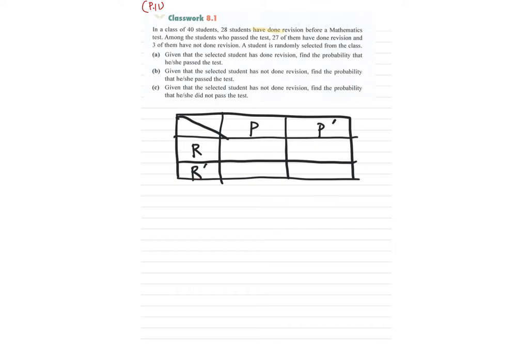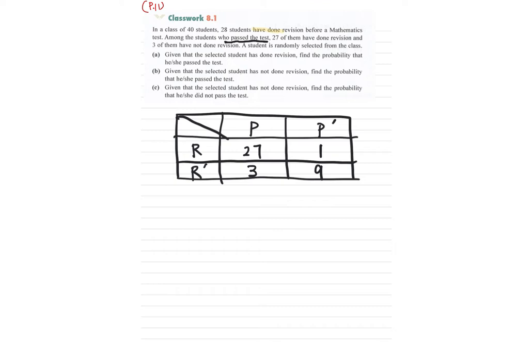So we know that of those who passed the test, 27 of them have done the revision. So this one is 27, and 3 of them have not done revision. This is 3. And altogether 28 of them have done revision, so that 1 of them does not pass, and the remaining number will be 9 because the total number of students is 40. So by using this table, you can know each number.